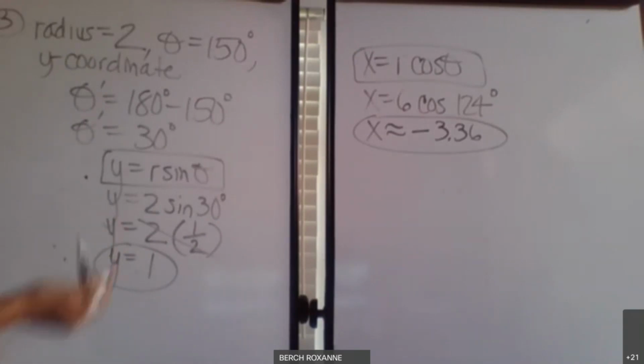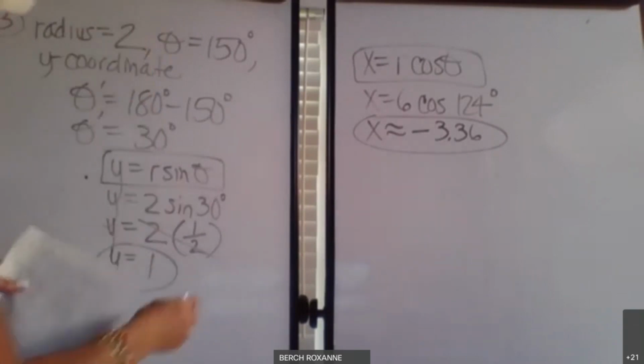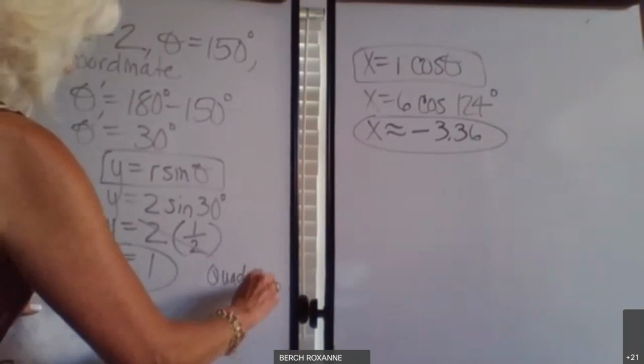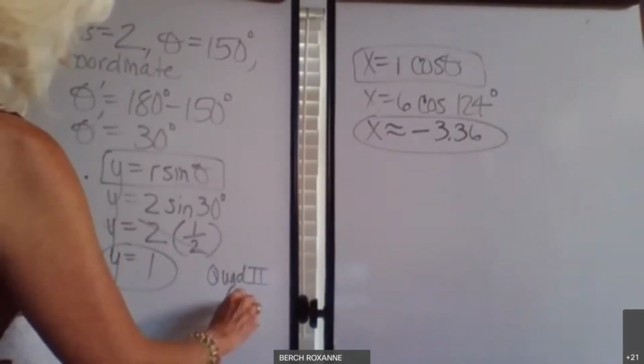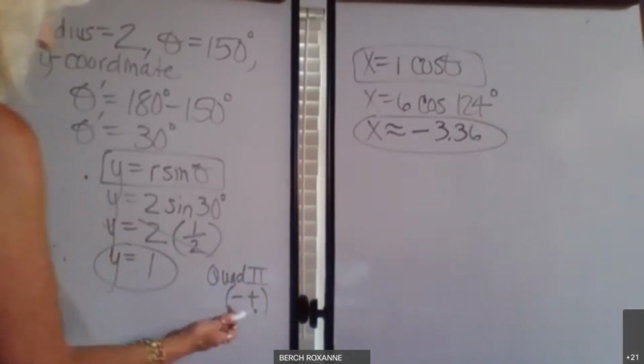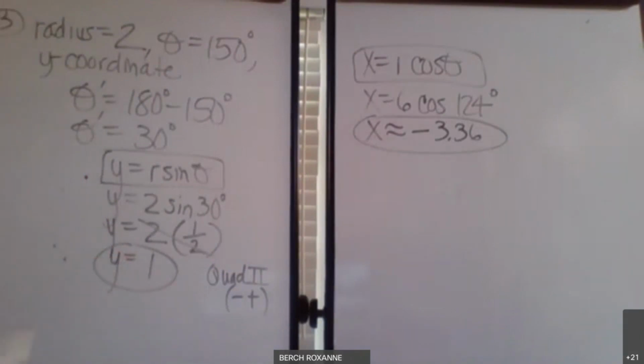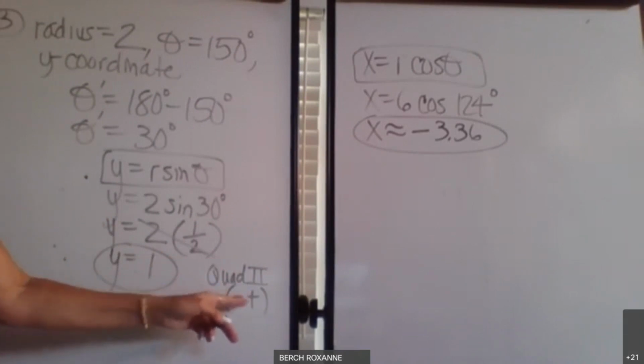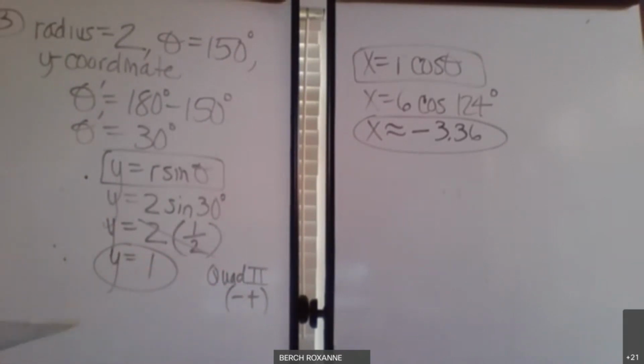And this does make sense because 150 degrees is in the second quadrant, where the signs are negative, positive. So you could check yourself by using common sense. You know the y coordinate, if the ordered pair is negative, positive, the y coordinate should be positive.